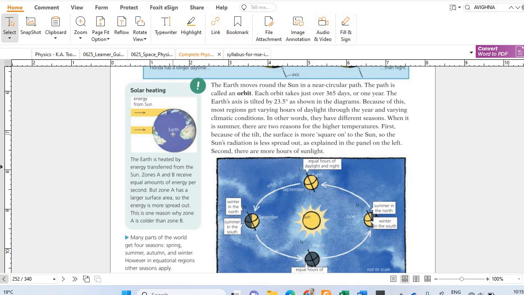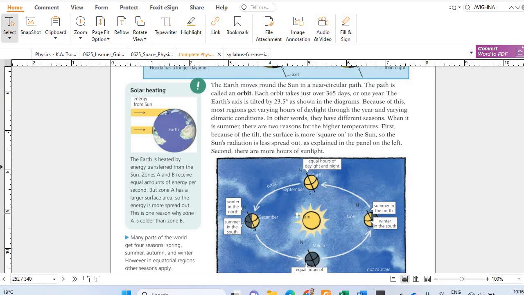And exactly halfway between these two extremes, if you look here, the tilt of the Earth is neither towards the sun nor away from the sun. It is like parallel to the sun. So both northern and southern hemispheres are equidistant from the sun. So then both hemispheres have a mild climate, neither summer nor winter. So it's a transition between them.